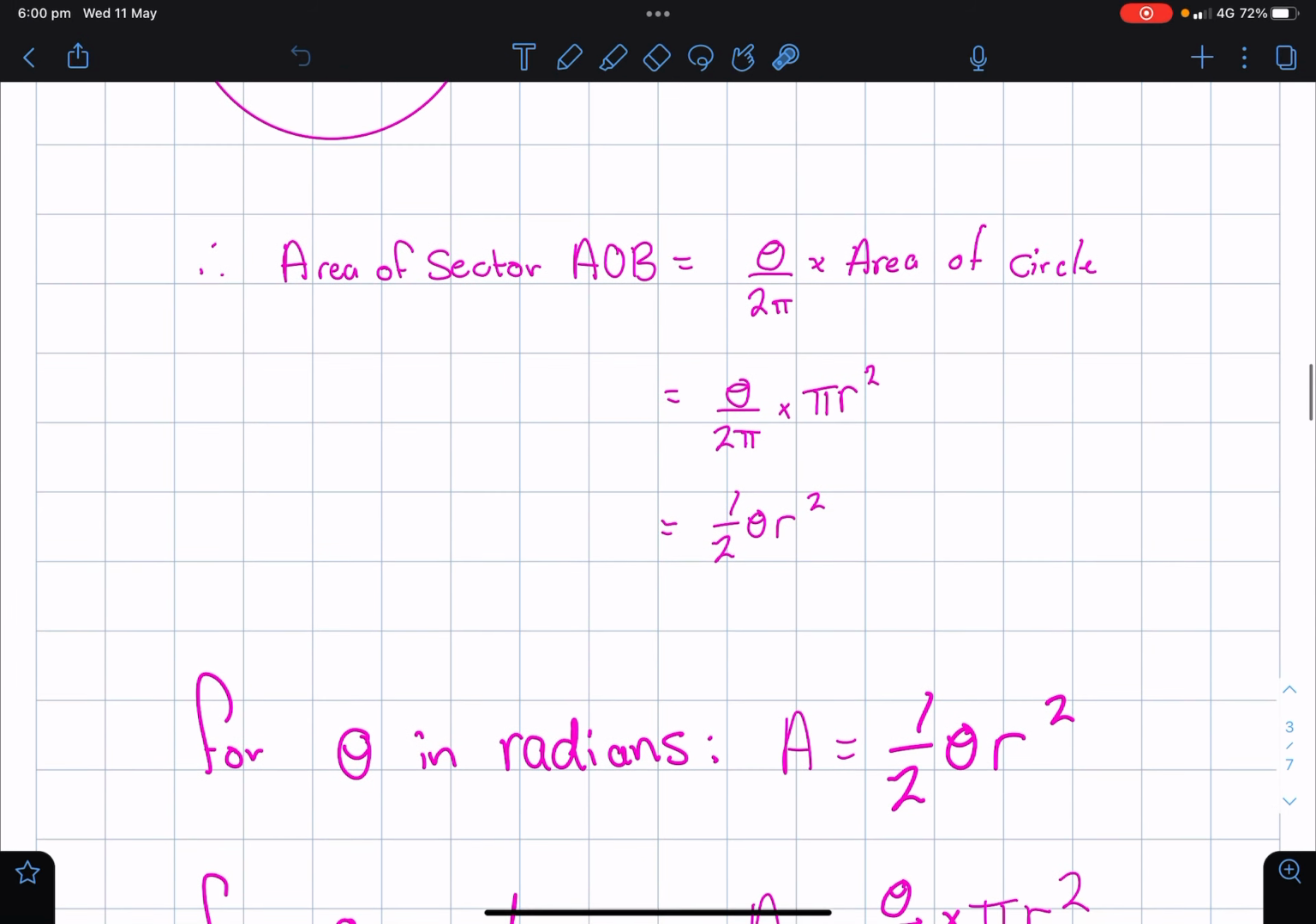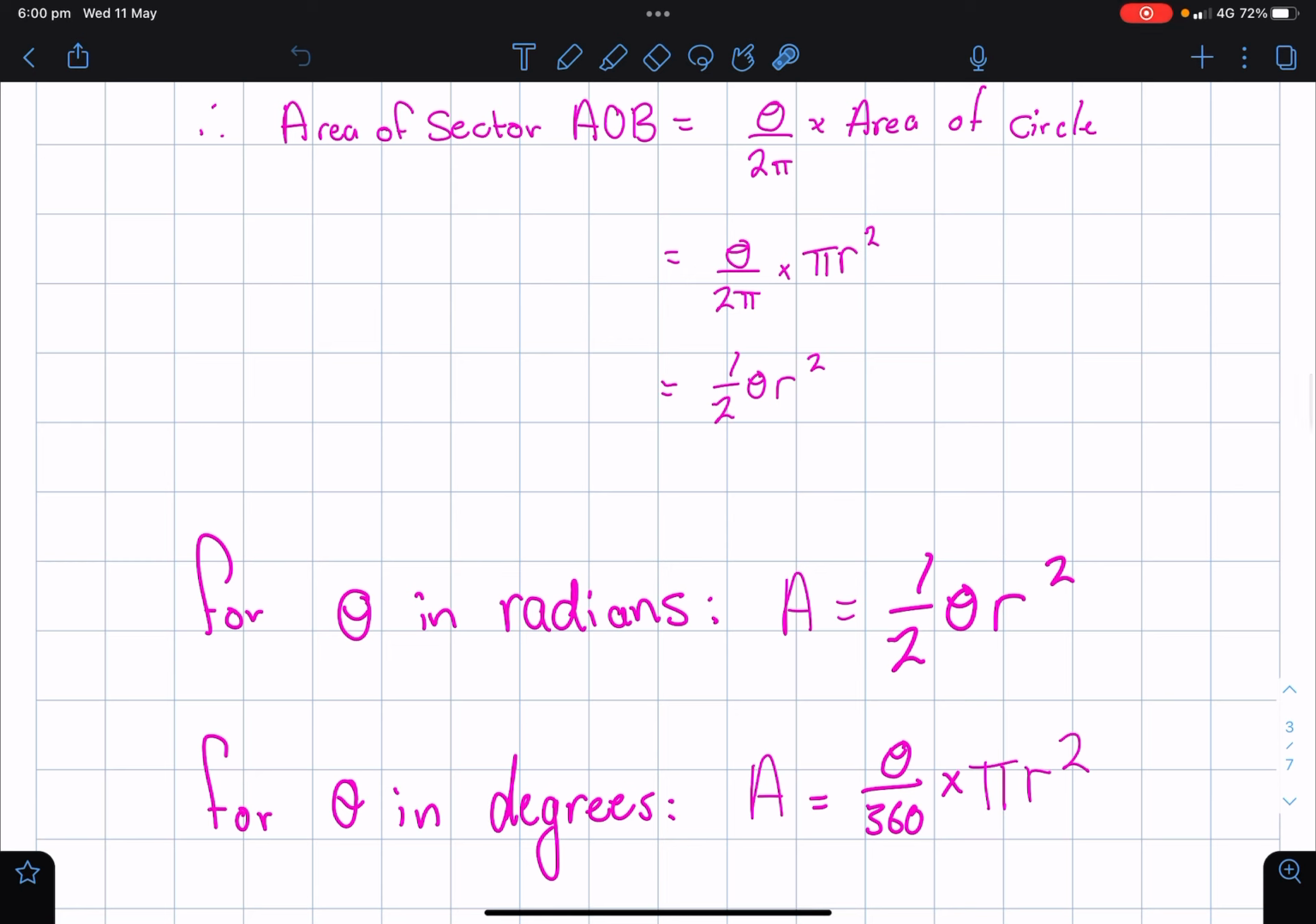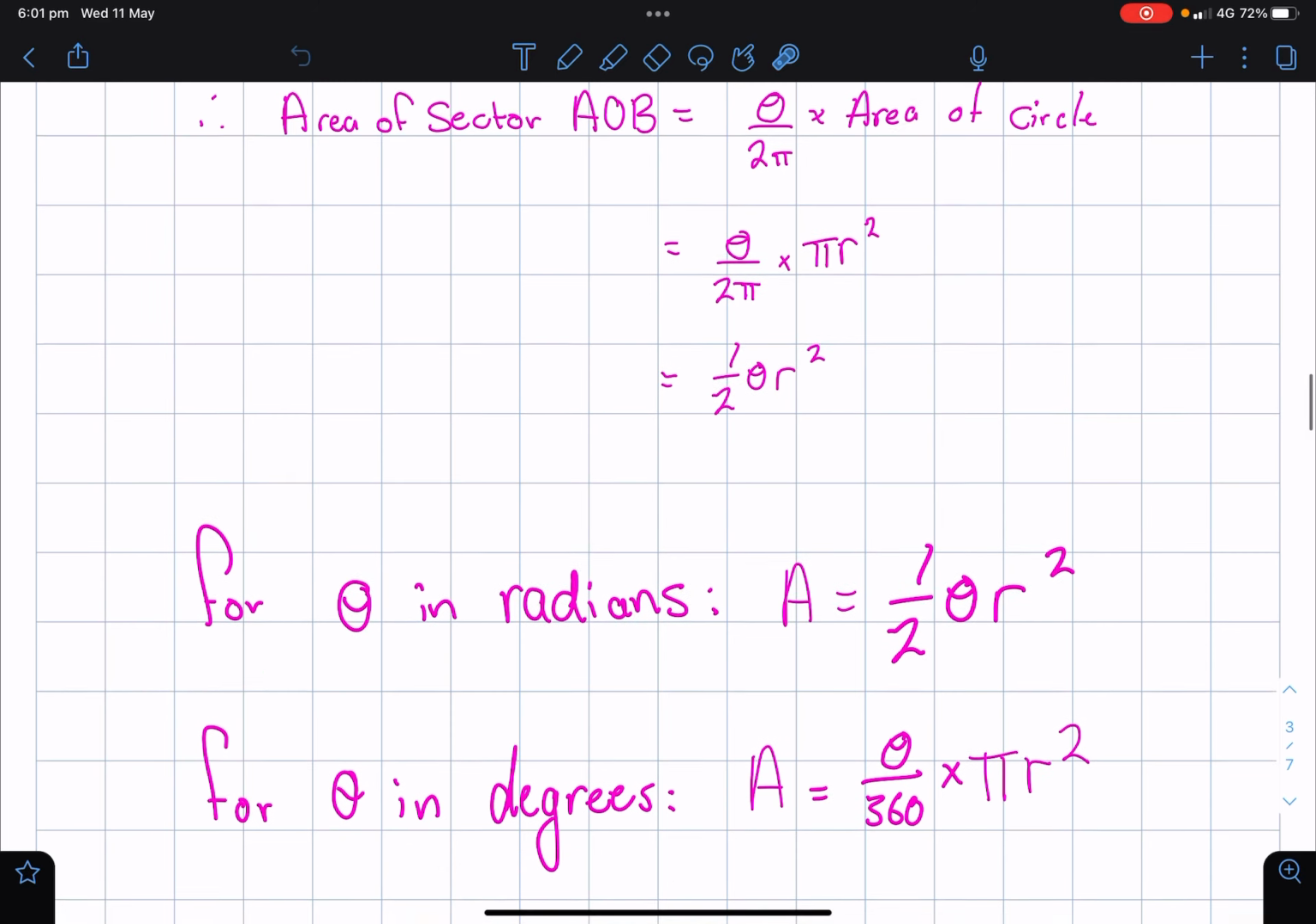Again, if you have your angle measured in degrees, that equation does slightly change. So we have that fraction of the circle again, times pi r squared. So in radians, the sector area equals half times theta times r squared. If your angle is measured in degrees, the area of your sector will equal theta over 360 times pi times r squared. So again, we have two equations depending on the question.